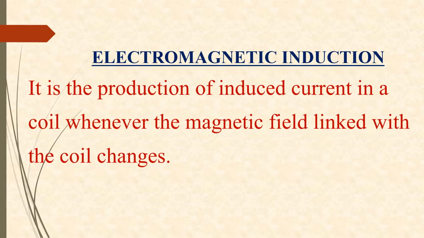Let's revise what is meant by electromagnetic induction. Electromagnetic induction is the production of induced current in a coil whenever the magnetic field linked with the coil changes. And last class we have seen that the movement of the magnet or the movement of the coil changes the magnetic field linked with the coil, so that a current is induced in the coil due to that motion.